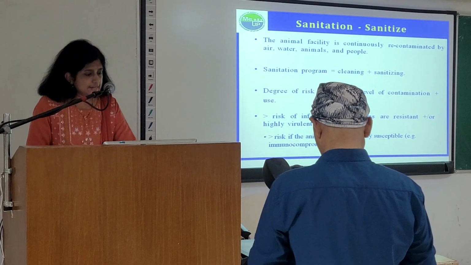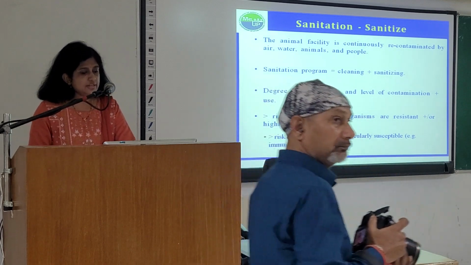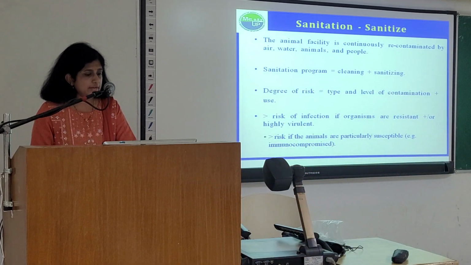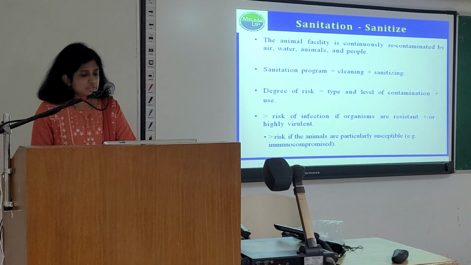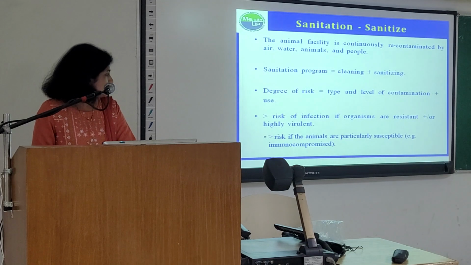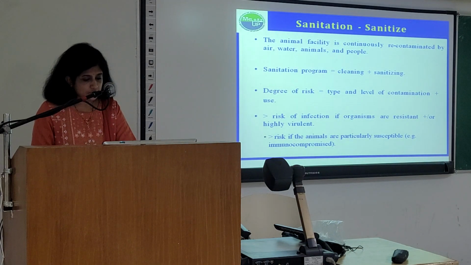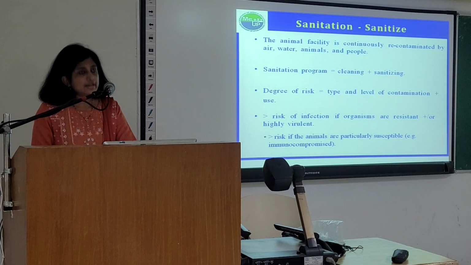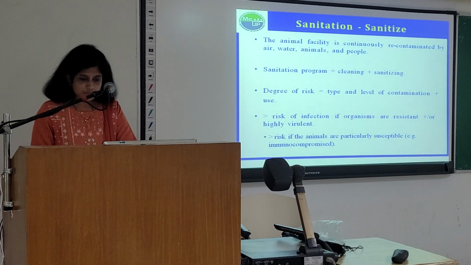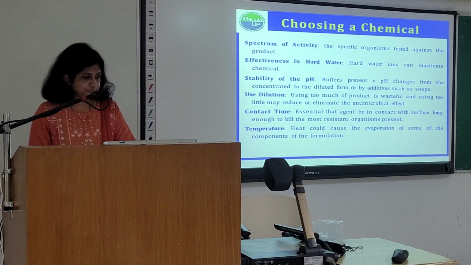And how to sanitize? The animal facility is continuously recontaminated by air, water, animals and people. The sanitation program includes cleaning and sanitizing. Degree of risk depends on the type and level of contamination and use. Greater risk of infection if organisms are resistant and or highly virulent. More risk if the animals are particularly susceptible, for example, immunocompromised animals.